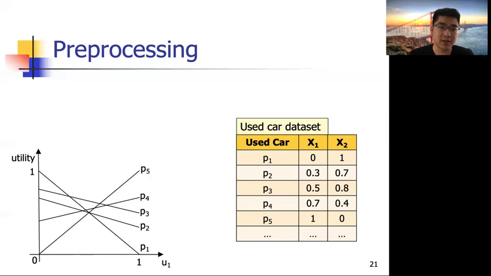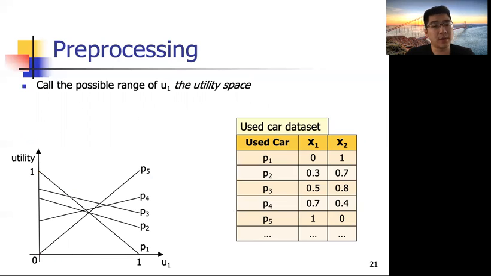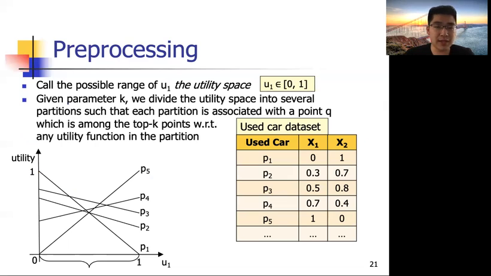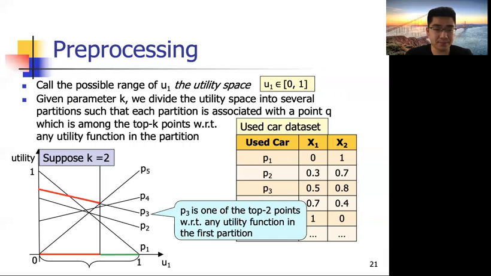Now, based on these properties, we can start our pre-processing. We call the possible range of U1 the utility space. Given parameter k, we divide the utility space into several partitions, such that each partition is associated with a point which is among the top k points with respect to any utility function in the partition. For example, suppose k is equal to 2. Then we can divide the utility space into two partitions, this red one and green one.